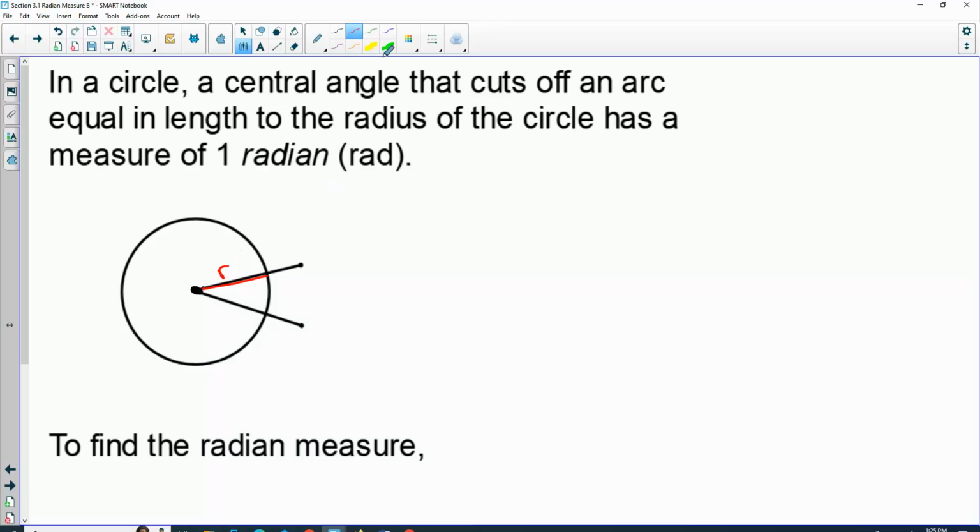r and the arc length, we call that s. So it's saying when your radius is equal to the arc length, your angle is 1 radian big.